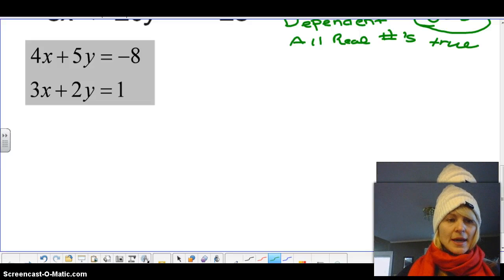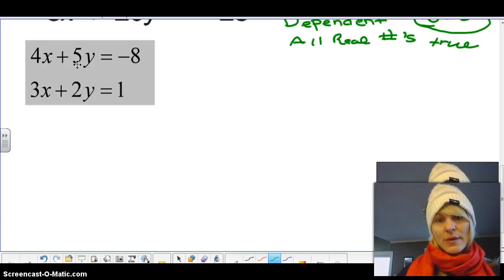So here again, we look and they're both in standard form. They're both lined up, so we have to figure out what the easiest variable is to eliminate. Looking at this, I can't multiply anything by 3 to be 4, and I can't multiply anything by 4 to be 3. So I have to think of a multiple they both have in common. So I could make these both 12 by multiplying this by 3 and that by 4.